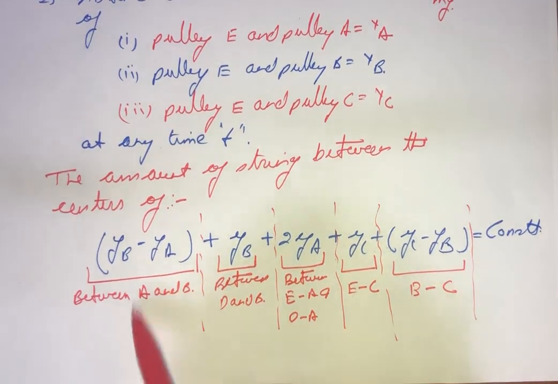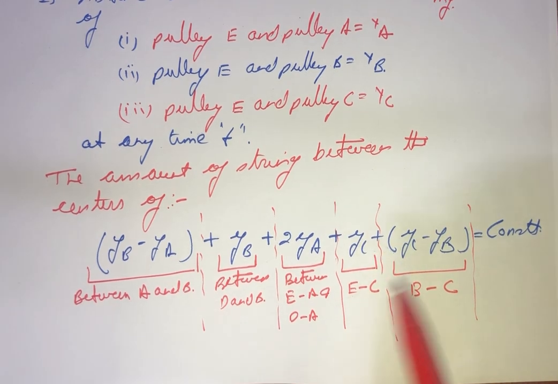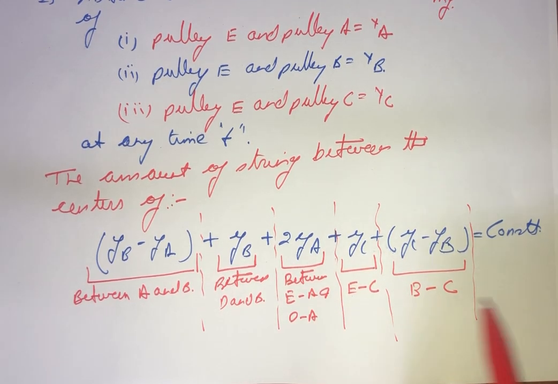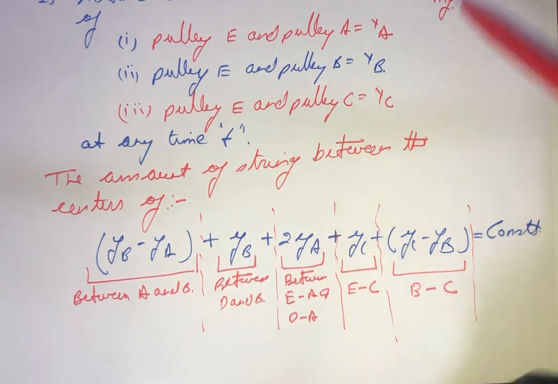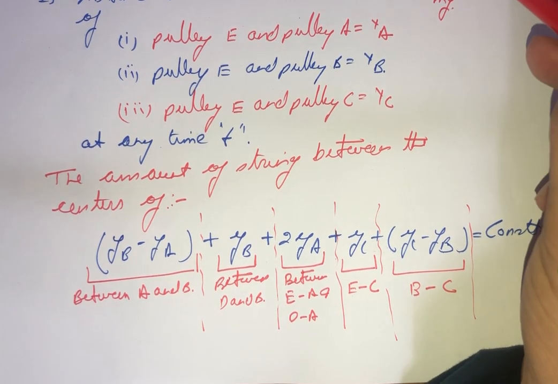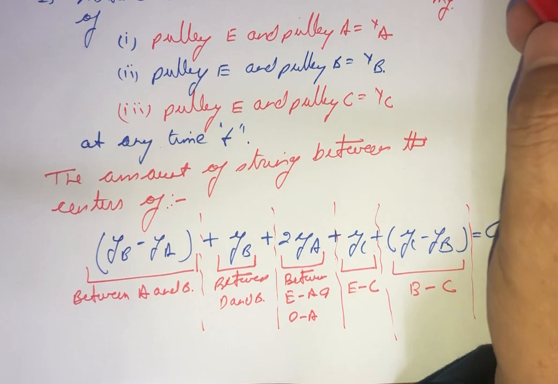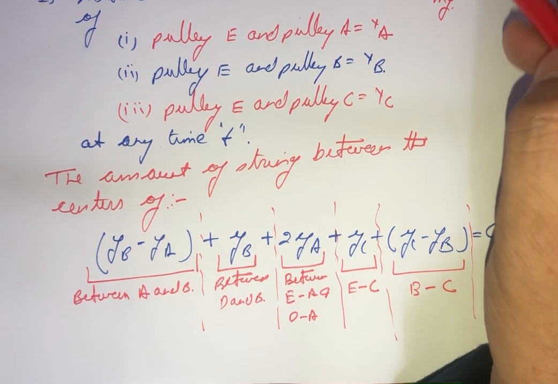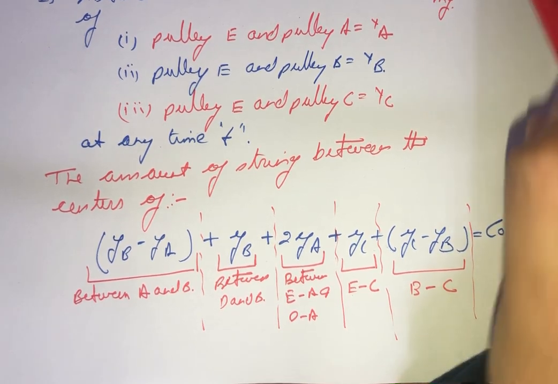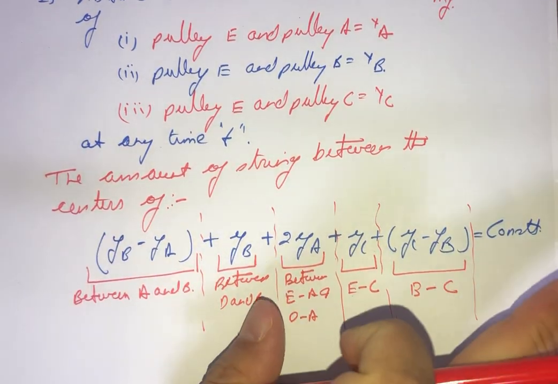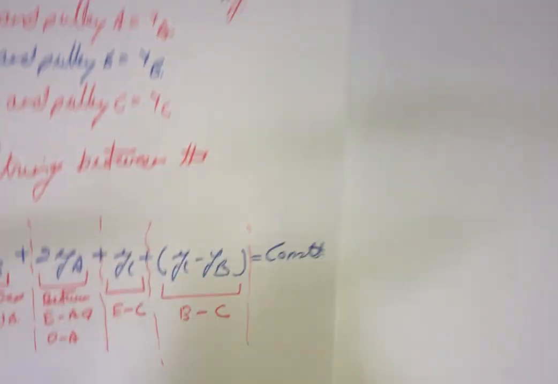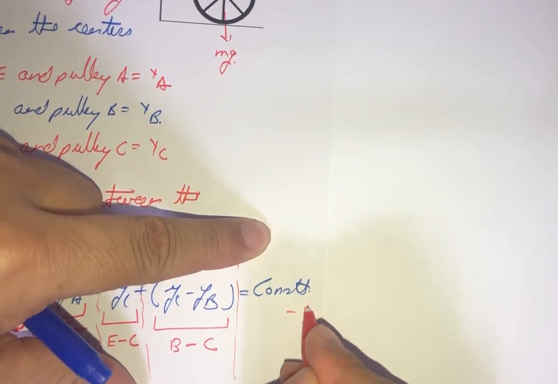So the entire string will be constant at any moment of time. Between A and B, even though they are going to move, since they are connected with one single string, the length of the string between the centers will always be the same. It's not going to change. So this is the important part here, and let us call this equation number 1.